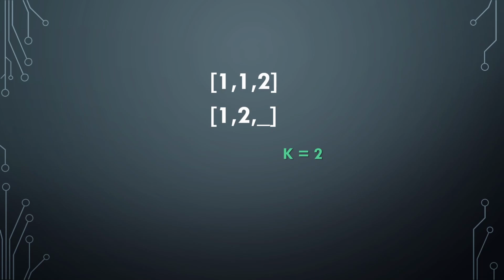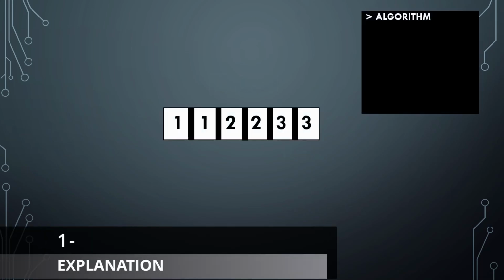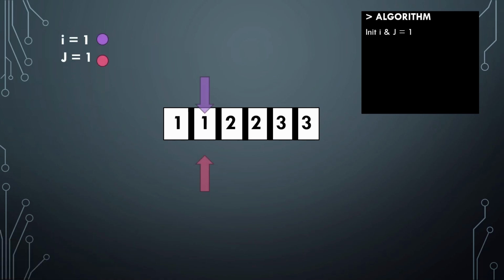So to solve this, we will use the two-pointer approach. Say you have the following array. What I want to do first is have two pointers, i and j. The variable i will be used to iterate through the array, but j will be used to keep track of where the next unique element will be placed. You'll see what I mean. Now we start i at 1, because we can ignore the first element. It is the first unique element of our array.